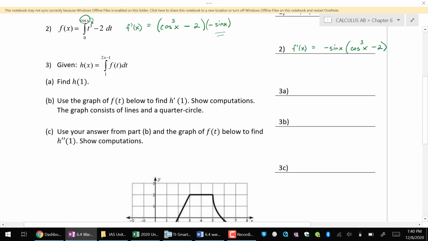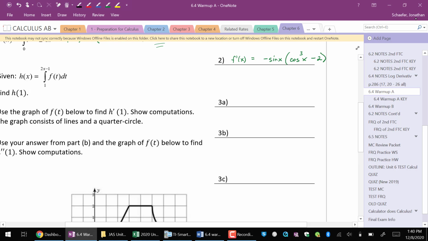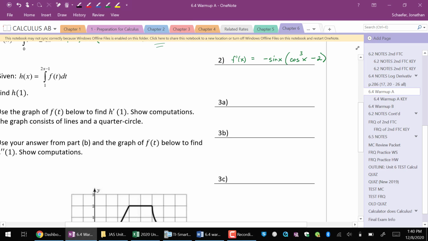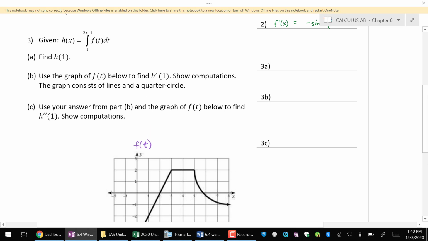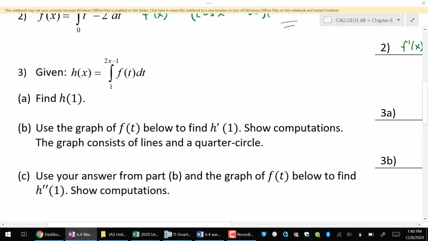Now let's tackle this FRQ. There's a function down here, and that function is the graph of f. So I'll label my vertical axis here, f of t. Letter A says to find h of 1. So just like I would do with any function evaluating problem, I'm going to take 1 and plug that in for x. So h of 1 would be the integral from 1 up to 1 of f of t.